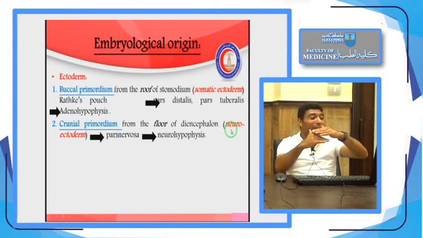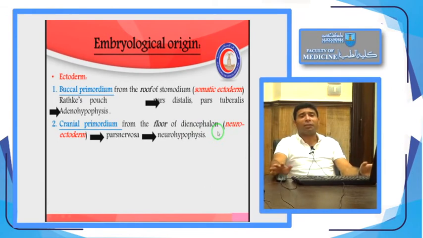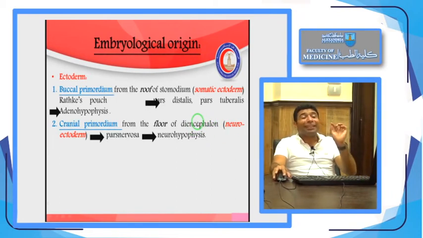Which part of the brain? Yes, the floor of the diencephalon. Why the diencephalon? Because the diencephalon, this neuroectoderm, is the embryologic origin of the hypothalamus. And we have a connection between the posterior pituitary and the hypothalamus, because the hypothalamus will make the hormones for the posterior pituitary, or the neurohypophysis.